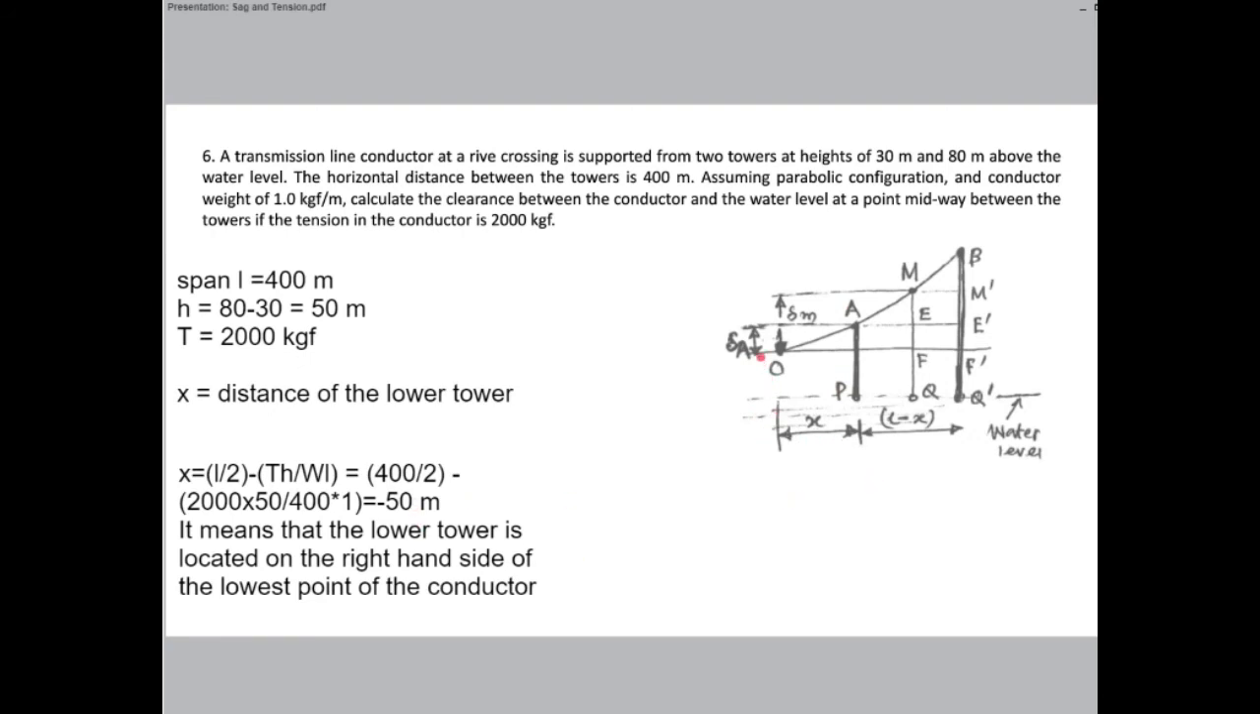If it was positive, then it would have gone to the left hand side, which is the normal case that we always used to get. The lowest point is in between the two supports, but in this case the lowest point of the conductor is not in between the two supports. The lowest point of the conductor is now located on the left hand side of the lower tower.